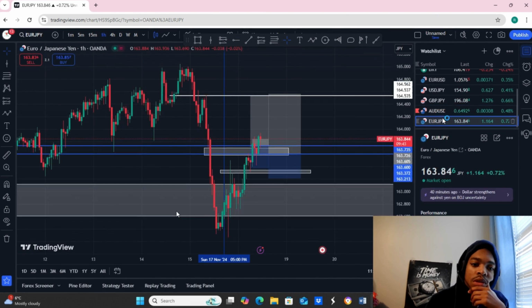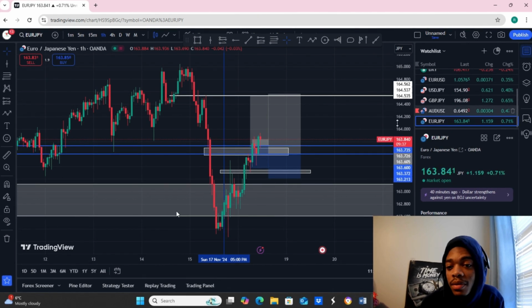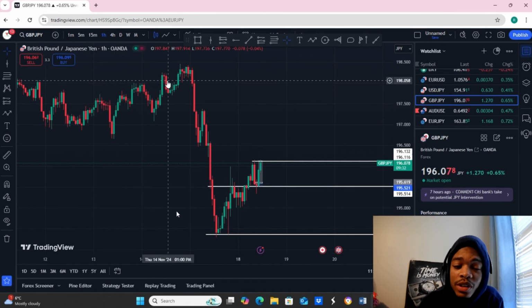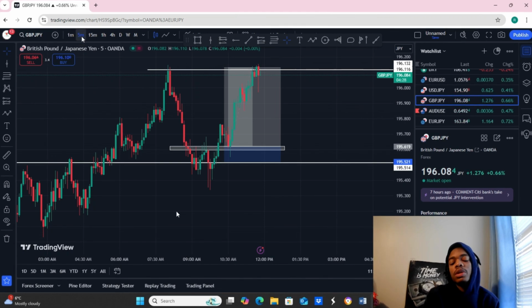But definitely good opportunities. So I'm just going to see how the Euro JPY trade plays out. I'm kind of iffy about this because all the good opportunities. GJ would have been a good trade for me today, but I ended up taking the Euro JPY trade. So let's see how it goes. Let's see how it goes, guys. All right.